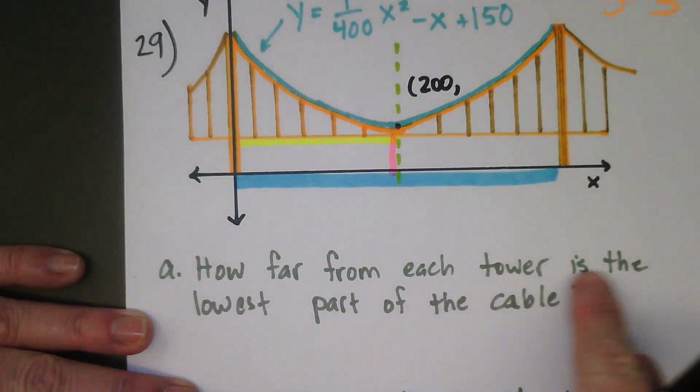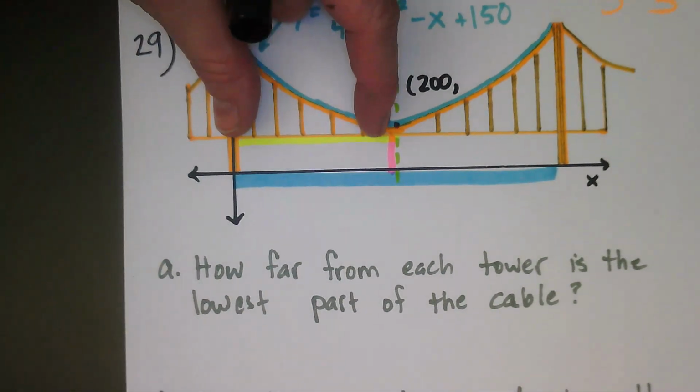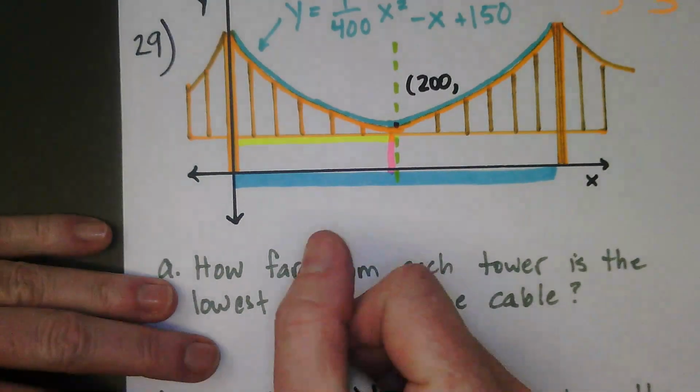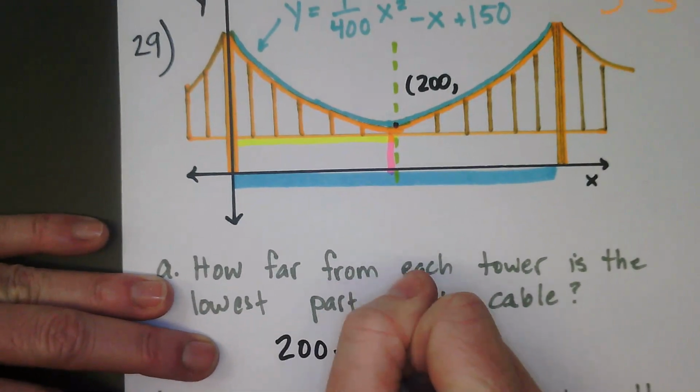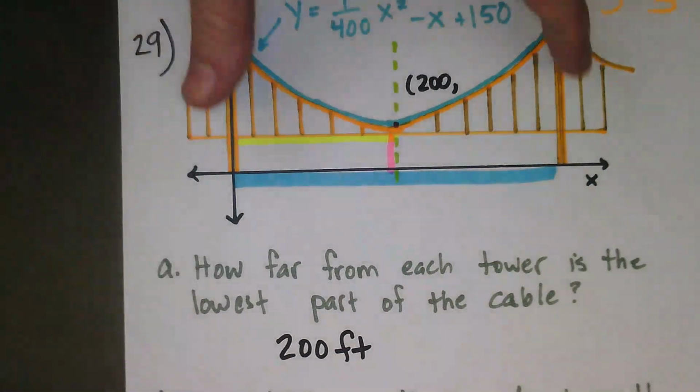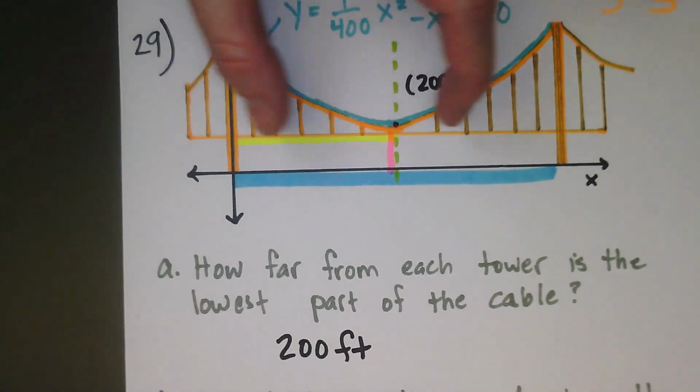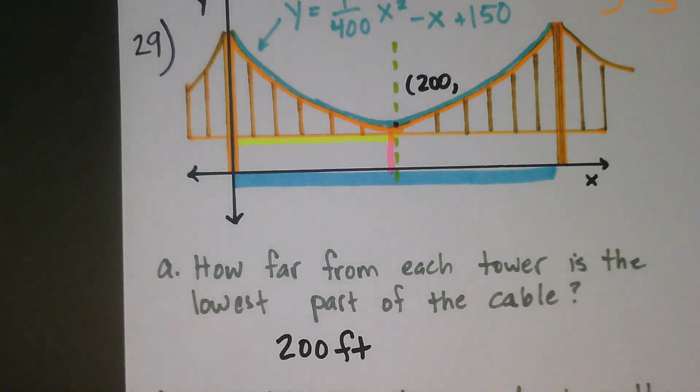How far from each tower is the lowest part of the cable? So it's 200 feet here. It's 200 feet there. I'm going to put 200 feet. Be careful when you answer this. Sometimes they'll ask for the distance between the towers, and in that case, you need to do 200 plus 200.